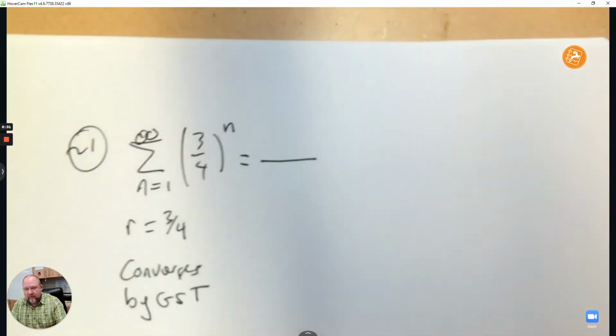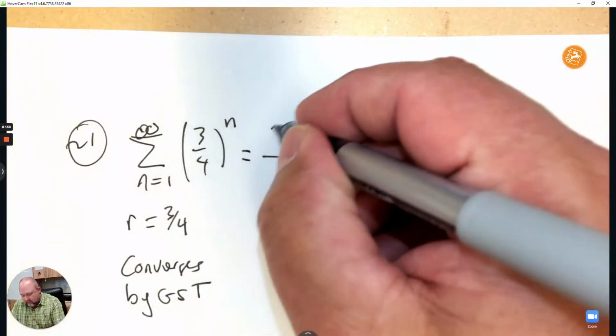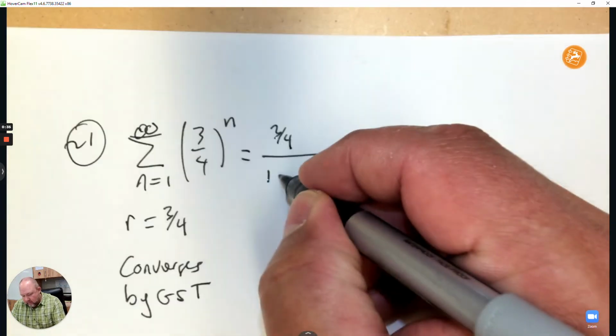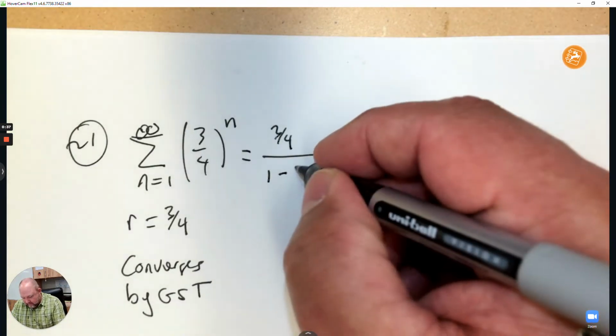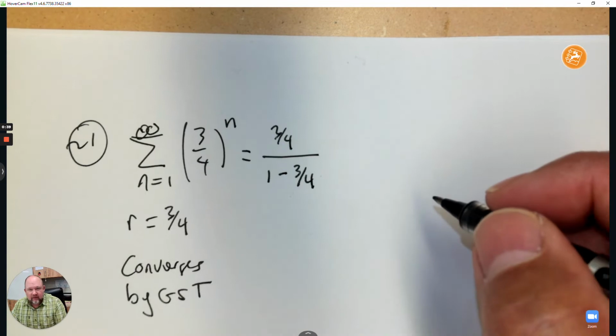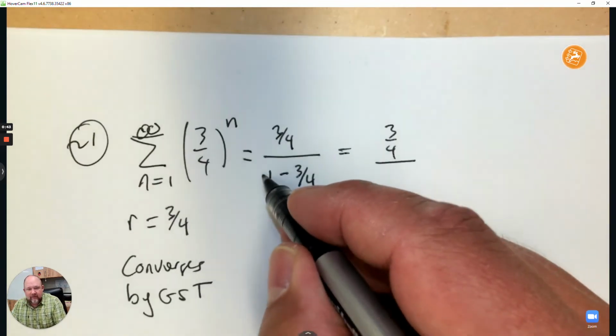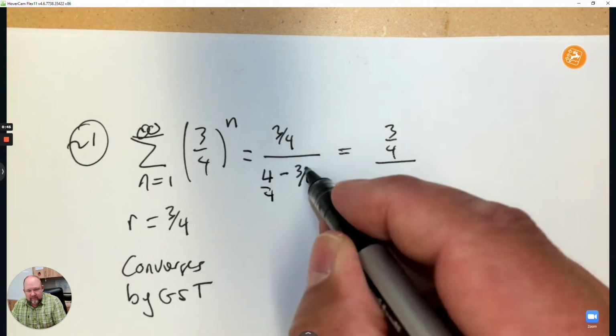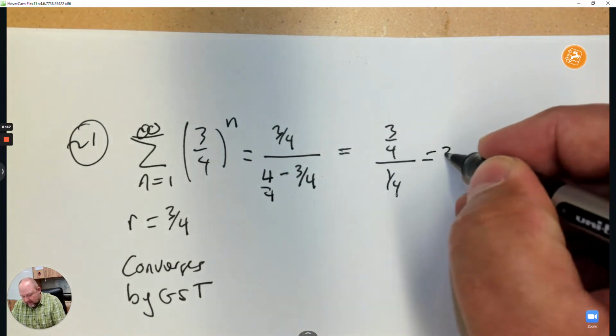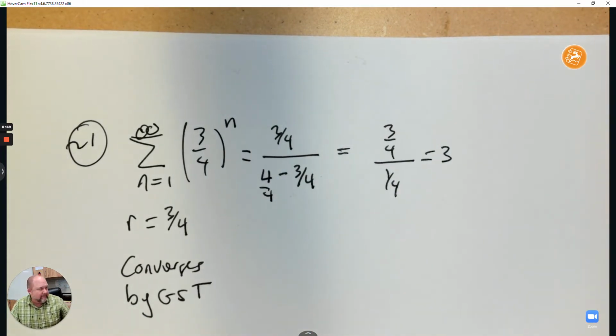We need the first term. So if I plug in 1, that's 3/4. And then 1 subtract the common ratio, which is also 3/4. If I get common denominators, if I write this as 4/4, that's 1/4. The 4's divide out, and the answer is 3.